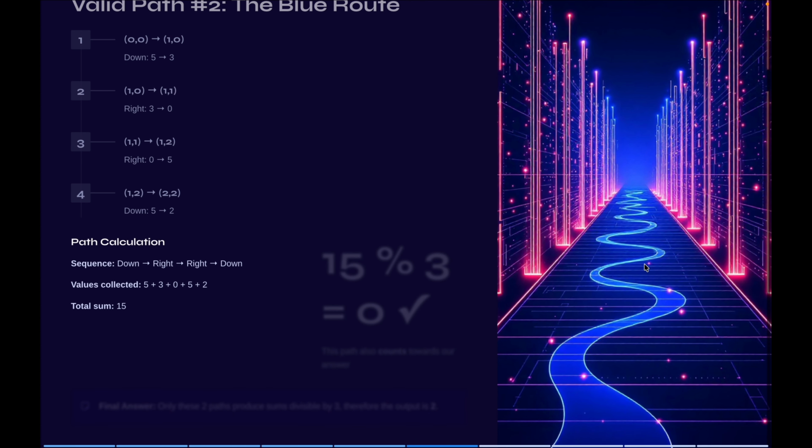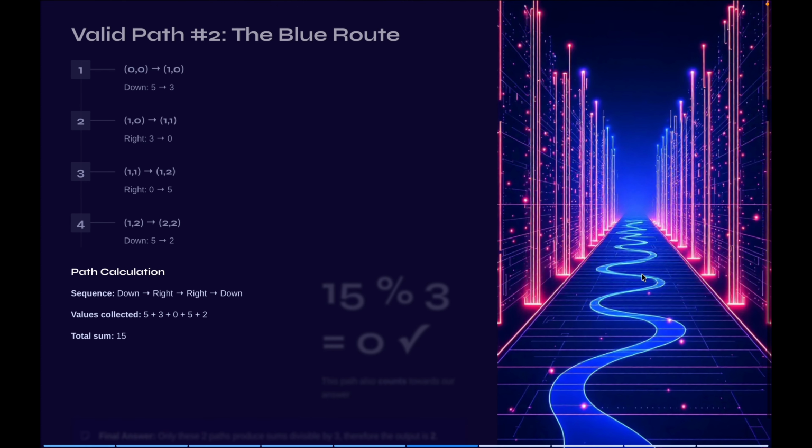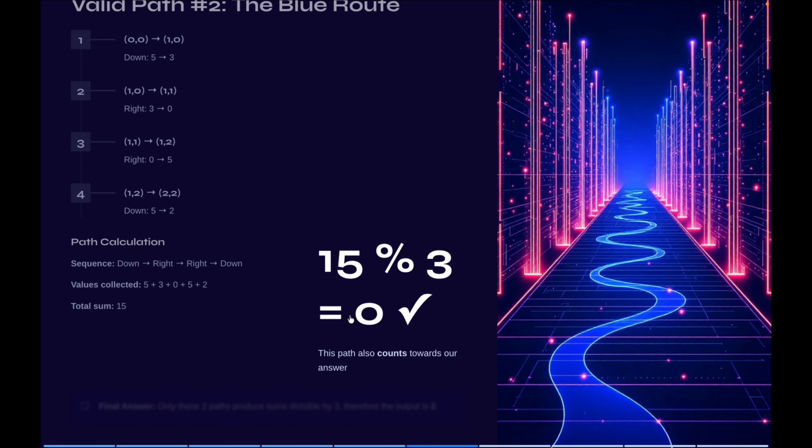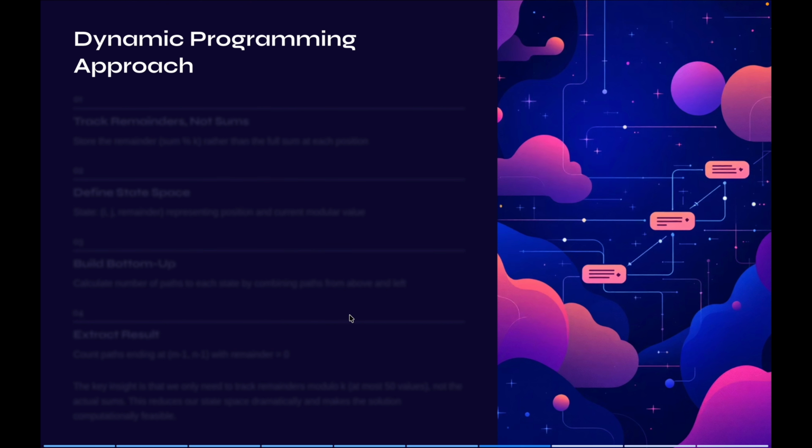Then we have another, blue route. Another blue path is like this, where you just need to do the path calculation. You know how to do the path calculation, then you take the remainder and definitely get 0. So there are 2 paths we got. Only these 2 paths produce a sum divisible by 3, and definitely this will be counted as 2, therefore the output is 2. We saw one red line and one blue line.